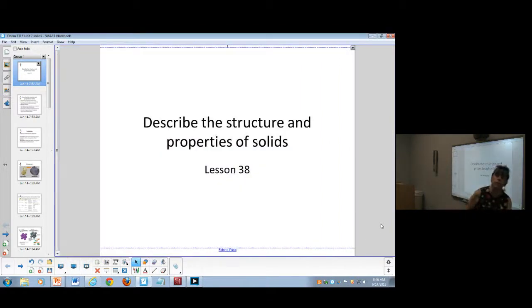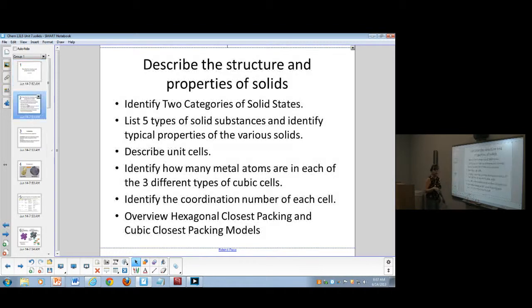Okay, so today we're going to talk about solids, and remember that solids are going to have very strong intermolecular forces because they're closely packed together, and there's a lot of energy in those intermolecular forces. They're also restricted in what kind of motion they can undergo.